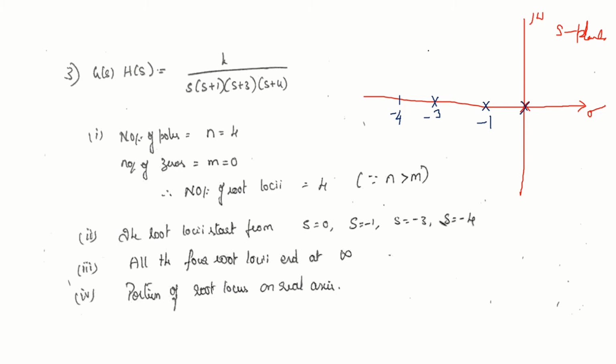Okay, so use the odd even principle now. Draw the root locus on the real axis: odd number of poles to your right, even number of poles to your right, again. Mark the arrows. Now, 4 poles are there, no zeros, so 4 asymptotes. Find the intersection of asymptotes.